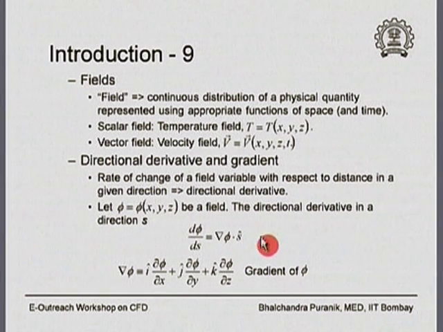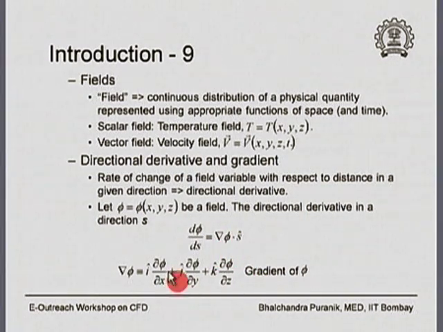So s hat is simply the unit vector in the given direction s, and if we form a dot product of this so called gradient of phi with the unit vector in the s direction, we obtain what is called the directional derivative in the direction of interest, which is s. So d phi ds is simply gradient of phi dotted with s hat. So what is this gradient of phi then?